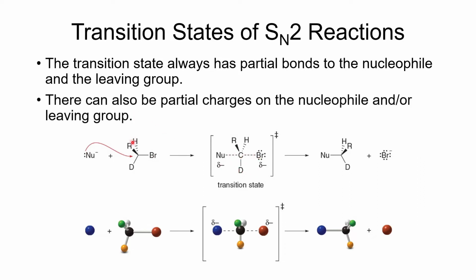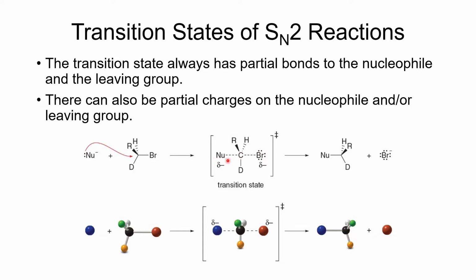And then we'll also have partial charges. If the nucleophile is negative, then we'll have a partial negative on the nucleophile. And then with halogen, we're always going to have a negative halide as one of our byproducts. And so therefore, we will have a partial negative charge on the halogen in the transition state. So that's what our transition state is going to look like.